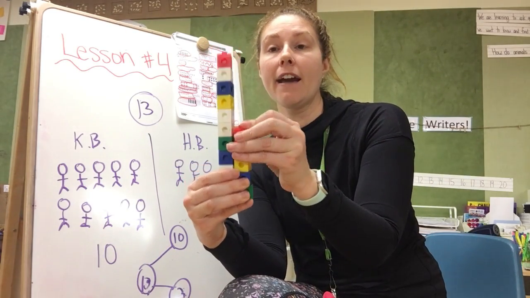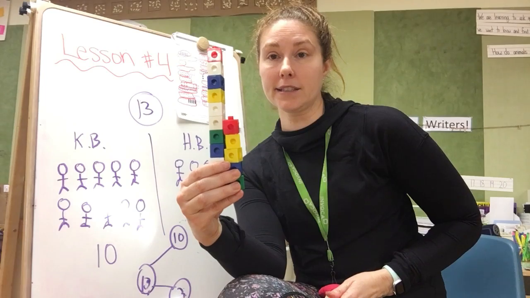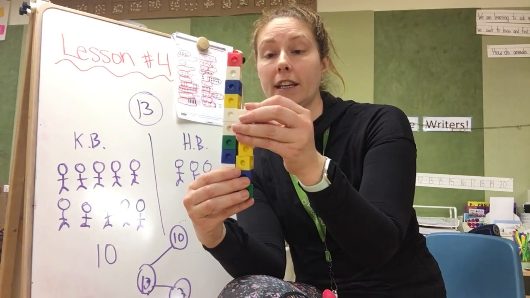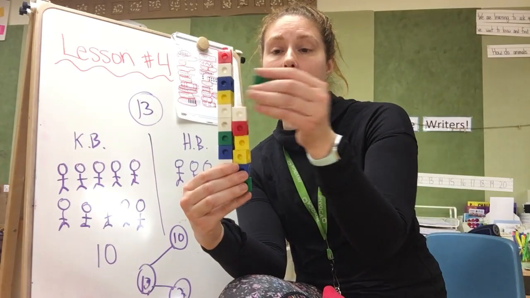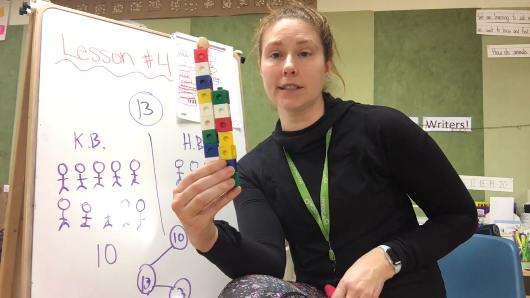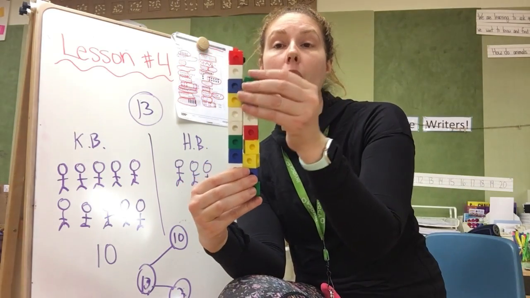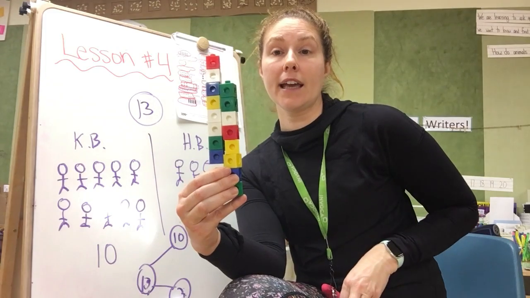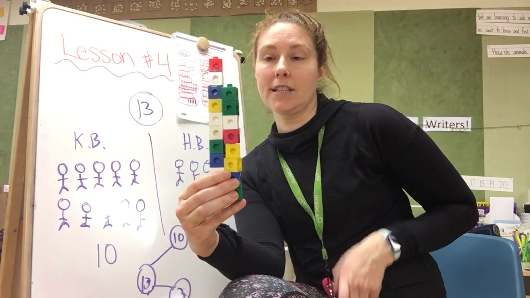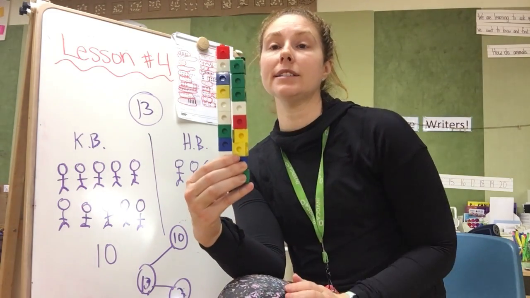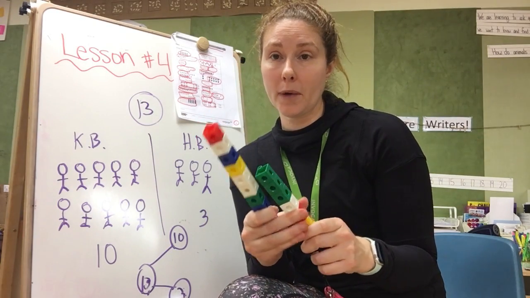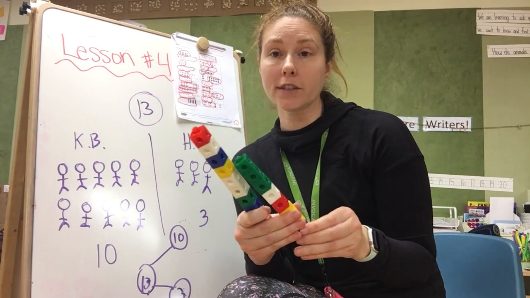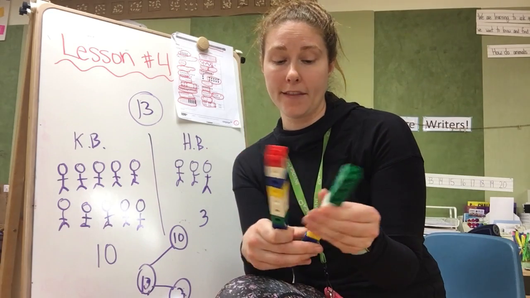10 ones and 5 ones makes, good, 15. 10 ones and 6 ones, 16. 10 ones and 7 ones, 17. 10 ones and 8 ones, 18. 10 ones and 9 ones, 19. Both the same thing, just two different ways to say the same thing. All different ways to really learn our math skills.